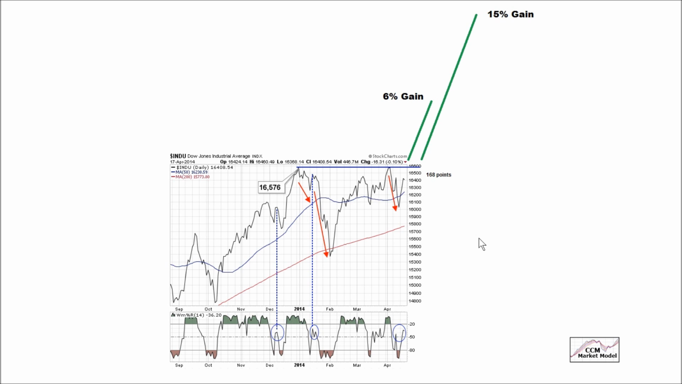We don't know many things in the financial markets without any shadow of a doubt, but this is one of them. We know for sure that if we are going to move 6% from this level here to this level here, or 15% from this level here to this level here, the Dow has to clear this level first. So some patience remains in order.